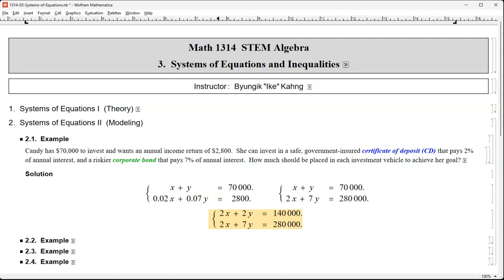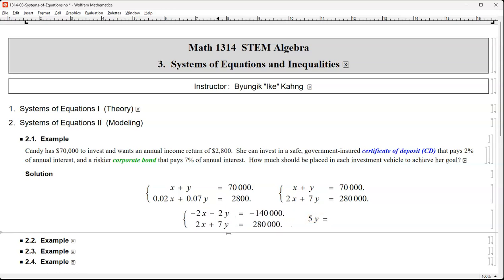Okay, I can subtract, and if I do that, the 2x will be gone. But before subtracting, let me set up the subtraction: multiply by -1 and add. Yeah, I can do that too. If I do that, then -2x plus 2x is gone. -2y plus 7y, we have 5y. And then add them up. What do you get?